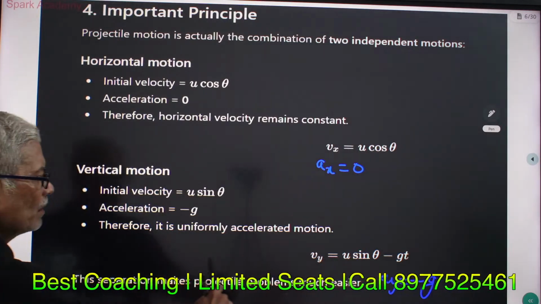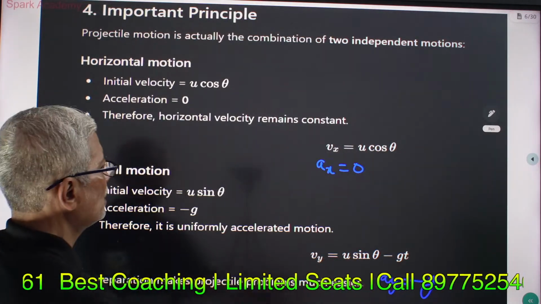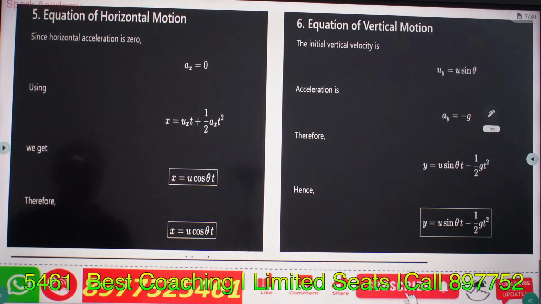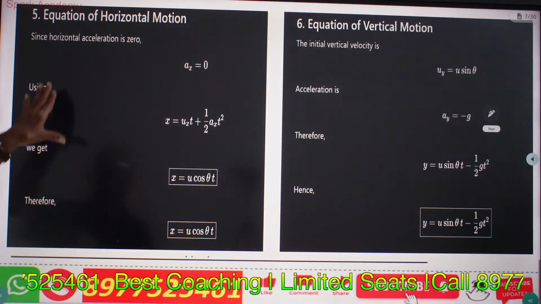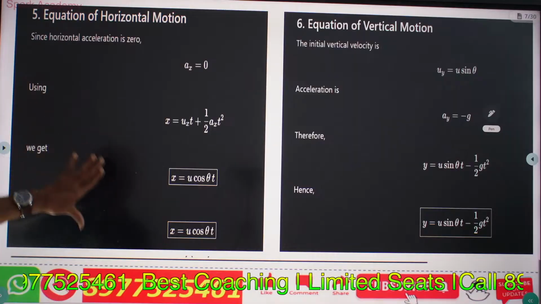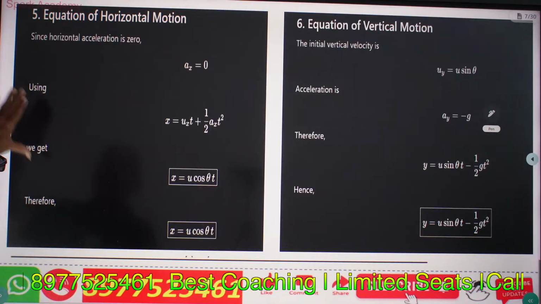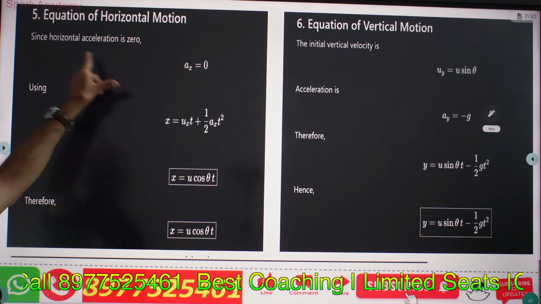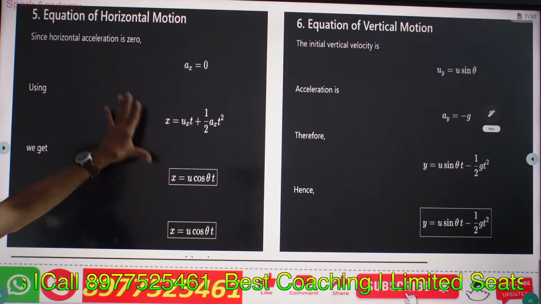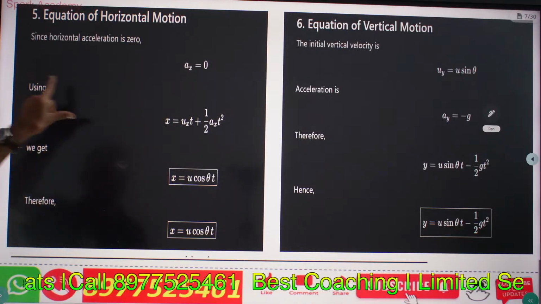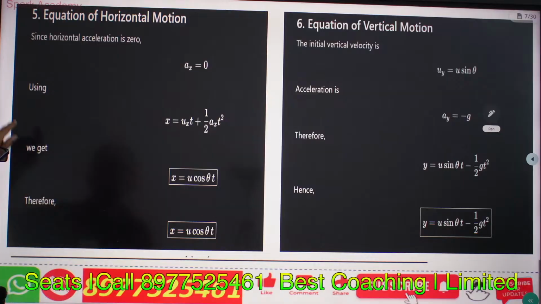So this separation makes projectile problems much easier. Okay, so now let us write the equations of horizontal motion. So what are the equations? See, ax is equal to 0. Now in detail you find out, in horizontal, ax is equal to 0.